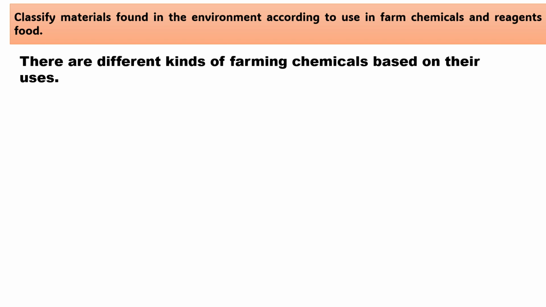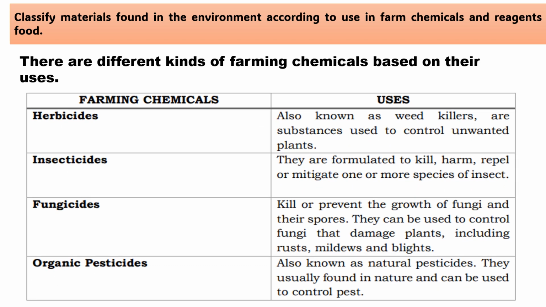These are different kinds of farming chemicals based on their uses. Herbicides, also known as weed killers, are substances used to control unwanted plants. Insecticides are formulated to kill, harm, repel, or mitigate one or more species of insects.